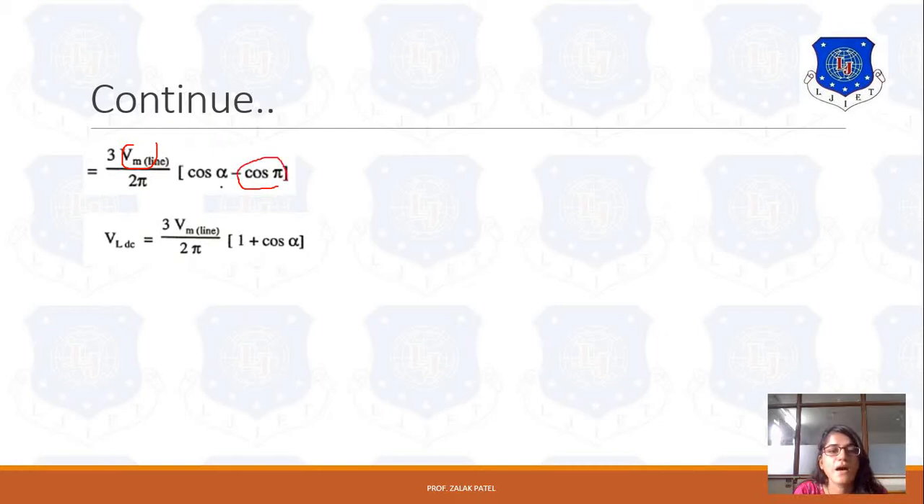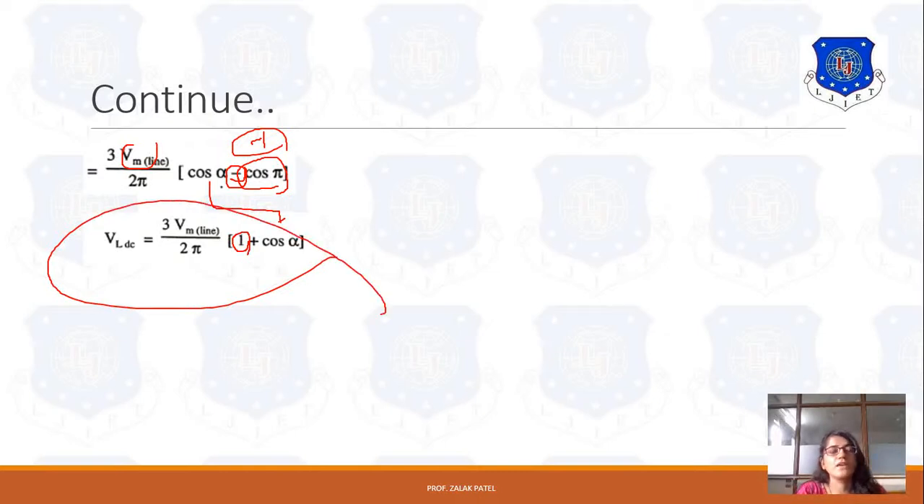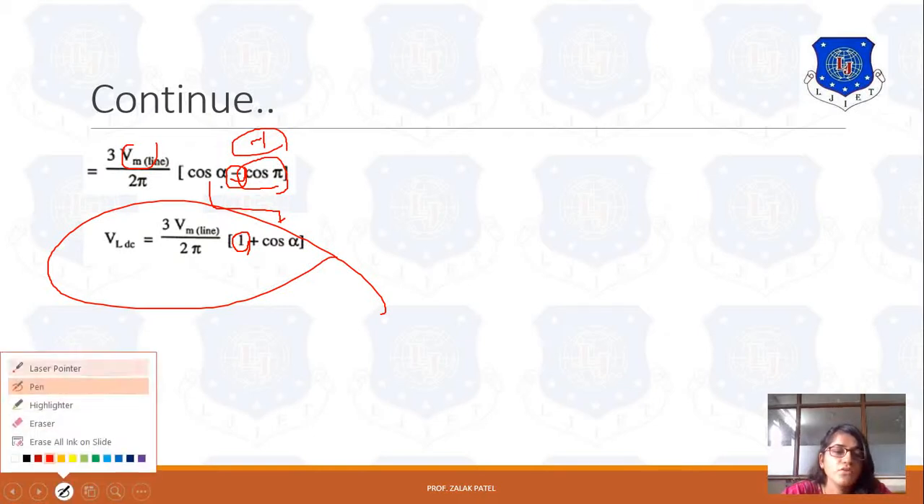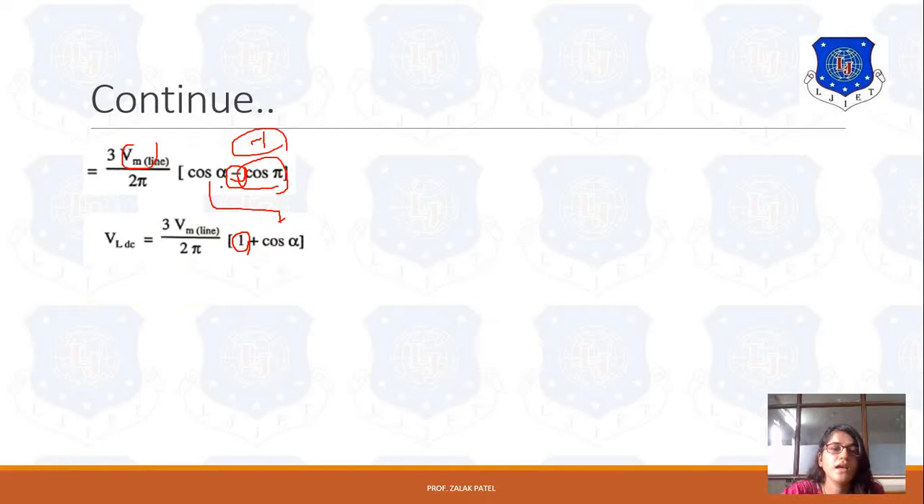So we can write this like 3 Vm upon 2 pi. This Vm is constant, that's why it is out of the integration. So 3 Vm upon 2 pi into cos alpha minus cos pi. So it can be written like this, because as I discussed, this cos pi is nothing but the minus 1. Already here the negative sign is there, so minus minus plus, that's why over here plus 1 will appear and this cos alpha will go this way. So the VLDC will become equal to 3 Vm upon 2 pi into 1 plus cos alpha. So this is the final average load voltage value that you can calculate from this.